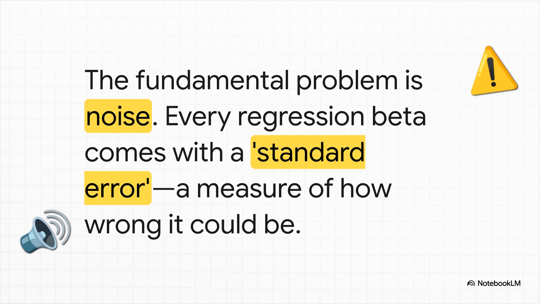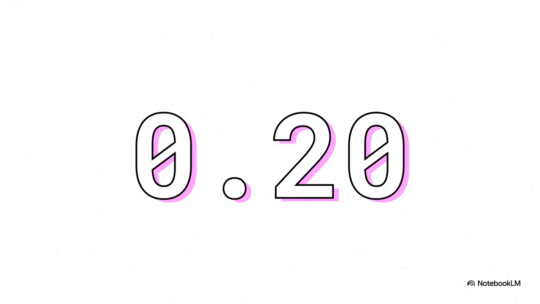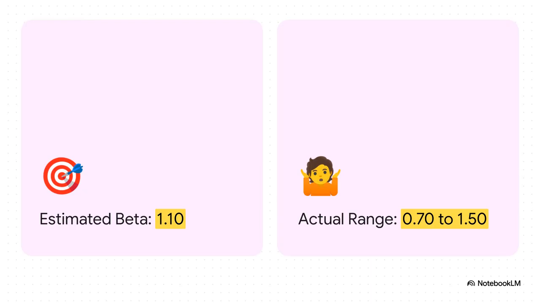And in statistics, there's actually a term for this. It's called standard error, and it's basically a number that tells you how wrong your estimate might be. Now, this isn't just some tiny academic detail. For your average US company, the standard error for its beta is about 0.20. That might not sound like a big number, but let's see what that actually does to our estimate. So, let's say your fancy regression spits out a beta of 1.1. With that standard error, what you're really saying is the true beta is somewhere between 0.7 and 1.5.